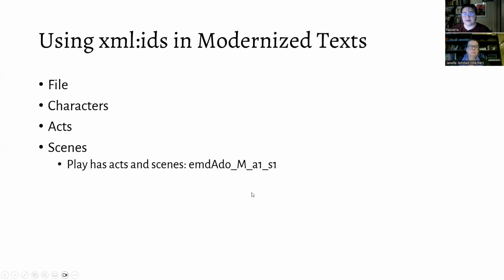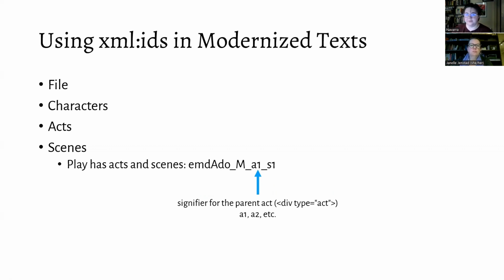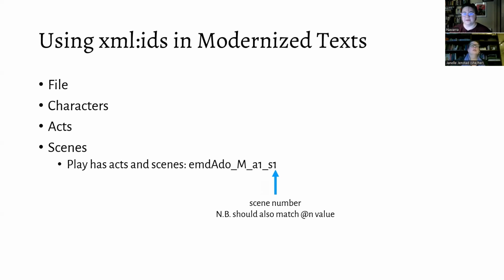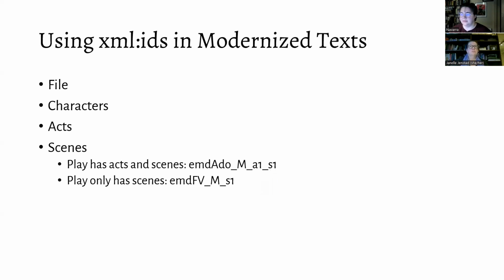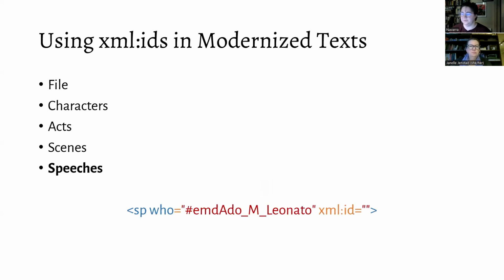There are two ways that your play might appear. Your play might have acts and scenes, in which case you will have your file XML ID, an underscore, the signifier for the parent act. So if your scene is a child of act 1, it would be A1. If your scene is a child of act 2, it would be A2, and so on. Another underscore, S for scene, and then your scene number, which should also match your N value. Plays with only scenes just get rid of the act. And there you go.